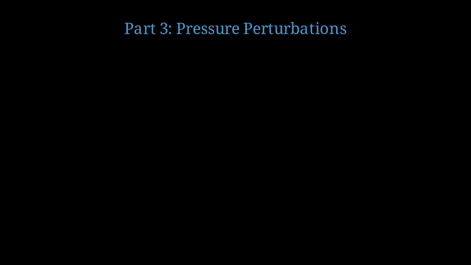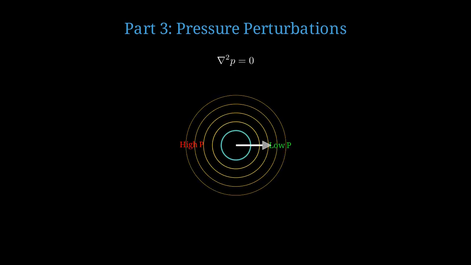Now let's examine how a droplet creates pressure perturbations in the surrounding fluid. In Stokes flow with incompressible fluid, pressure satisfies Laplace's equation, del squared P equals 0. A moving droplet creates a pressure field around it. High pressure builds up in front, low pressure behind, and these pressure perturbations decay slowly with distance. Here's a critical insight. In a confined microchannel, pressure perturbations decay as 1 over r, not 1 over r squared as in unbounded flow. The pressure at distance r scales as 1 over r in quasi-two-dimensional confinement.